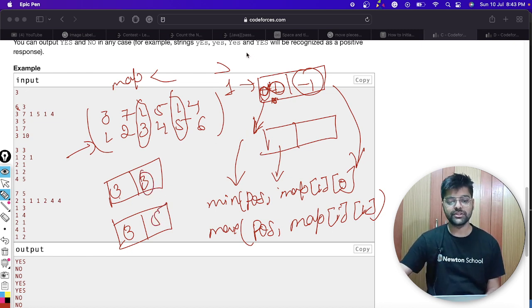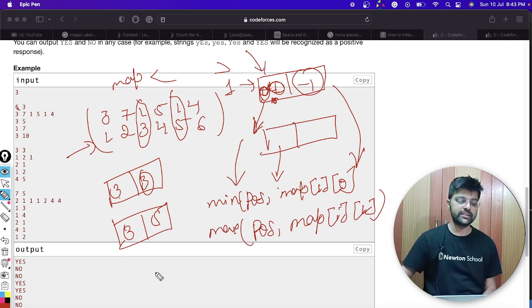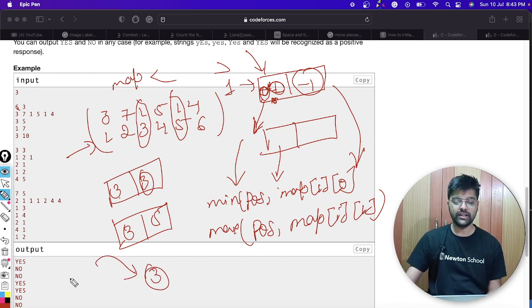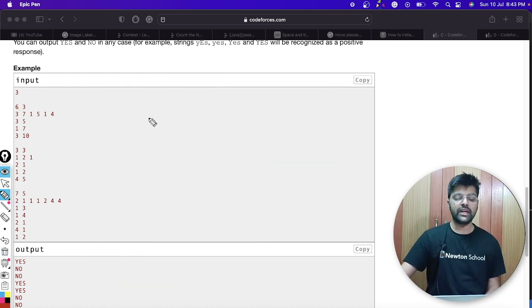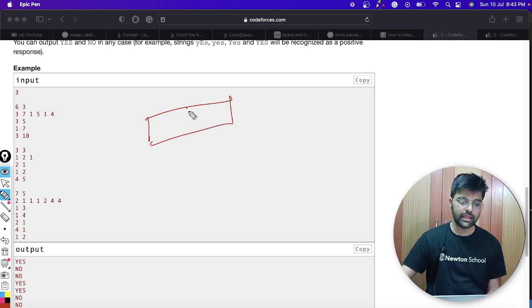You can ask the question why we have taken infinity. So let's say we are taking the minimum, so for the first occurrence, let's say 3 occurs, how can we initialize it with 3? So I have taken infinity, so that if you take the minimum then we will get the minimum, right? So in this way we know the first position of each station.